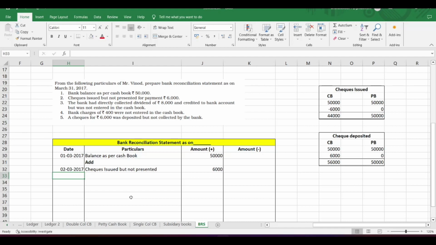The firm doesn't know that they have received 8,000 rupees dividend in their account, because of which there's a difference in both the accounts. So we know that we are receiving, which means the balance will be increasing, so any increase in balance has to be added. So, dividend collected, rupees 8,000.